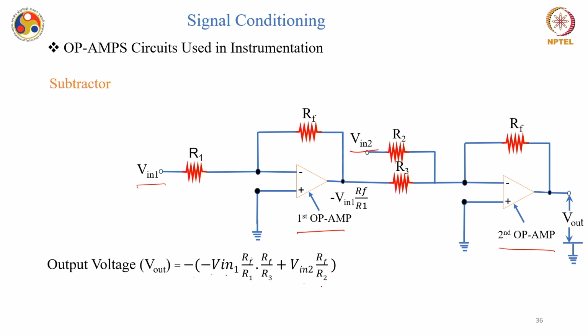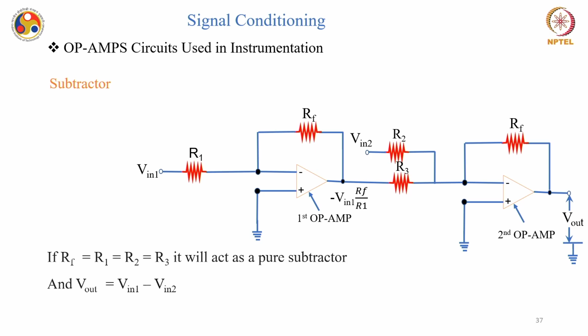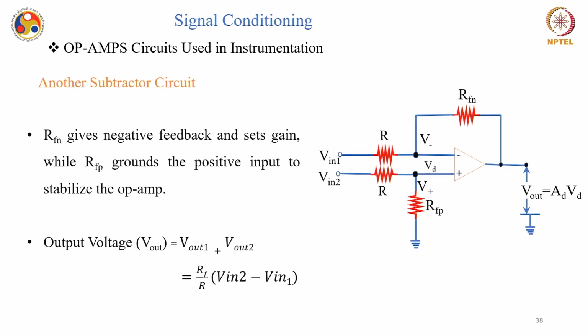So what I am doing is the output from this op-amp is fed back to this, and if you see, this stage acts as a simple adder. So this is a two-stage subtractor, but again you can have different numbers of op-amp stages, and you can also make it using different circuitry. In this case, for example, if RF is equal to R1, R2 is equal to R3, then V out will be equal to V in 1 minus V in 2.